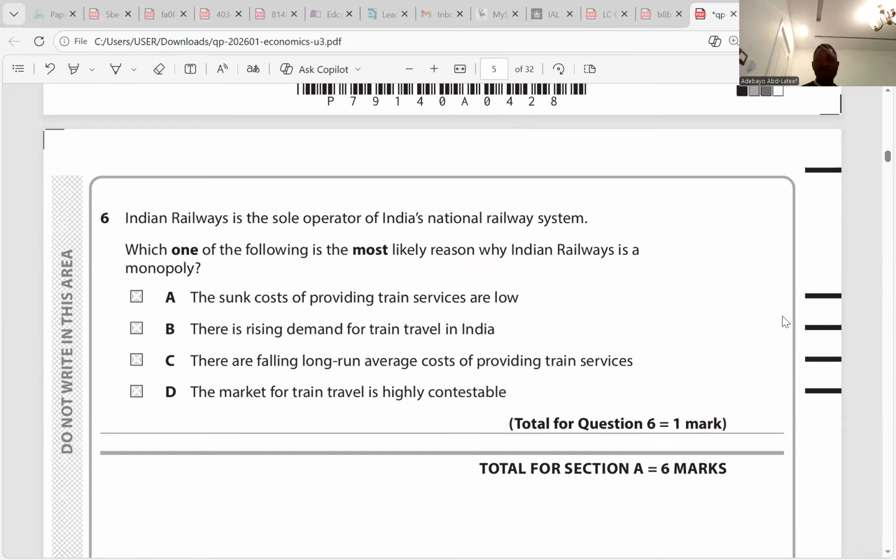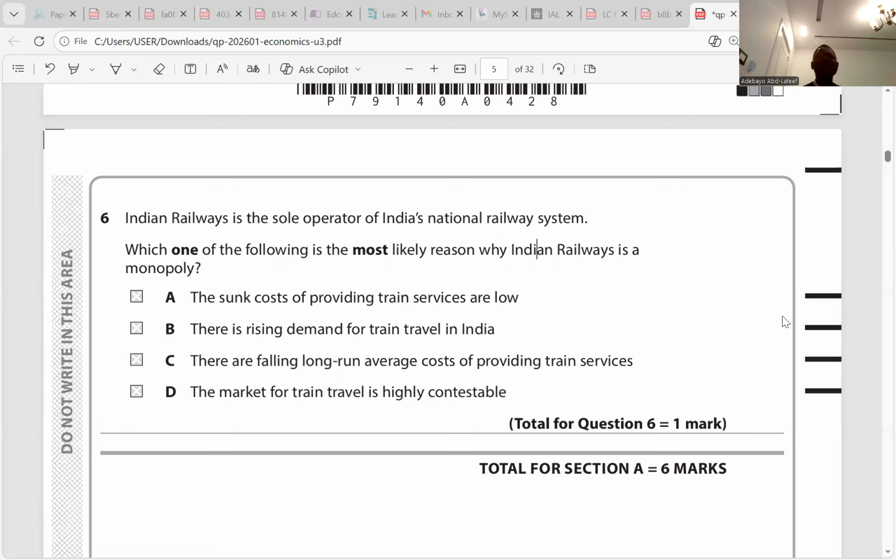So here we have options, the reason why it's mostly a monopoly. A, the sunk cost of providing train service are low. If sunk cost is low, that is an incentive, that reduces the barriers to entry. So that's an incentive to set up in that industry. It simply means more firms, more train businesses, might enter into that market. So it's not A.